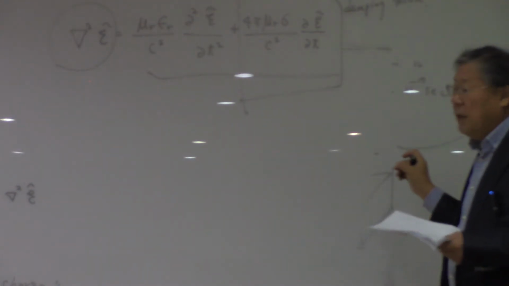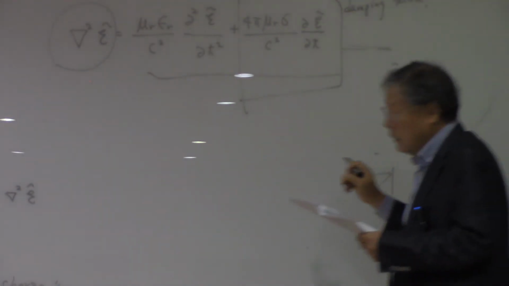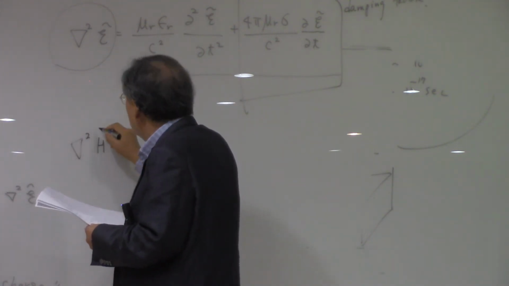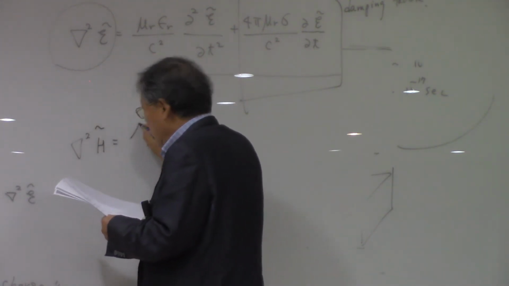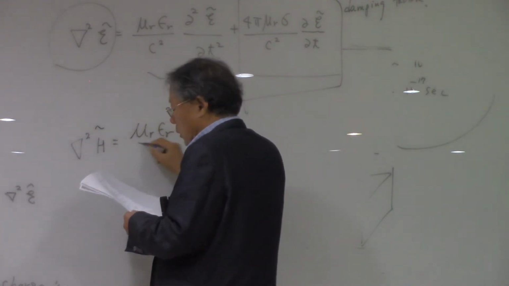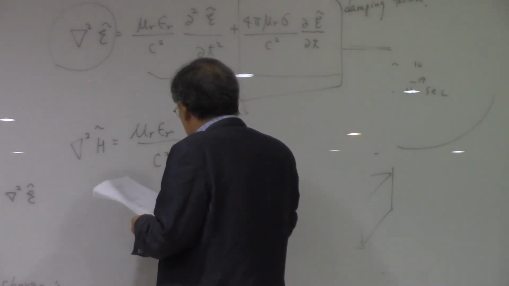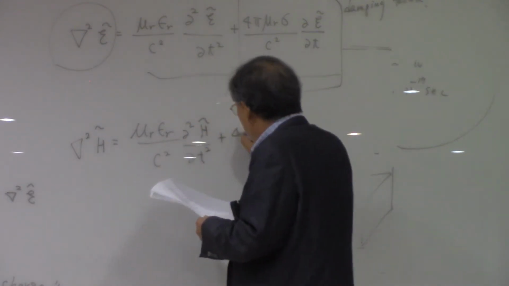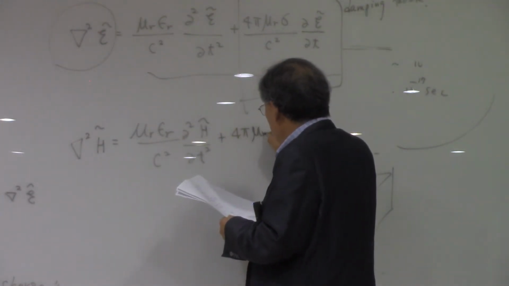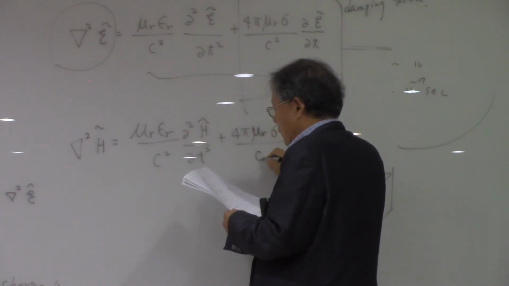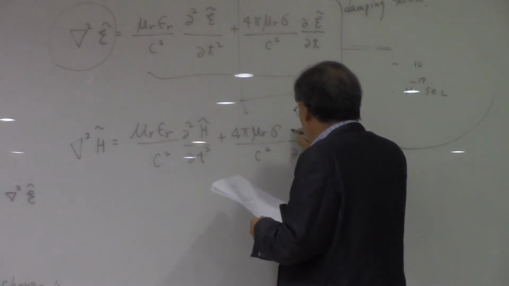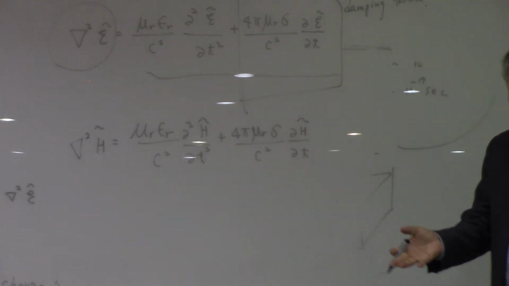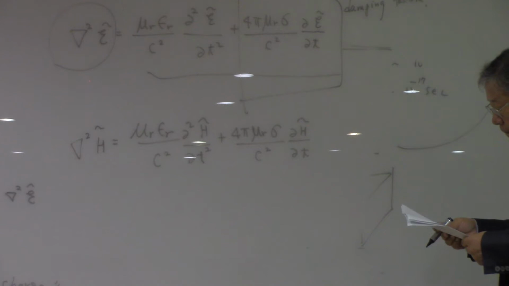And let's see. We can do the same thing for the magnetic field. So if you apply that to the magnetic field, then you end up with some equations: round t square, round square h plus 4 pi mu r sigma c square round t over round h. It's going to look like this. You do the same thing on the magnetic field.